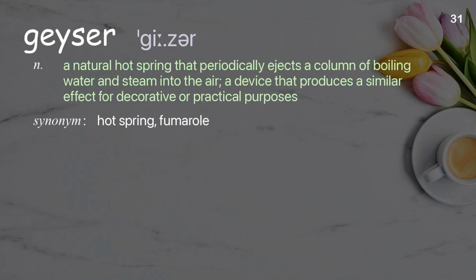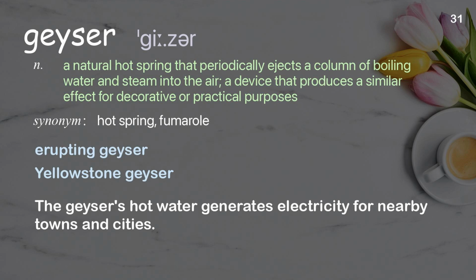Geyser. A natural hot spring that periodically ejects a column of boiling water and steam into the air, a device that produces a similar effect for decorative or practical purposes. Examples: Erupting geyser, Yellowstone geyser. The geyser's hot water generates electricity for nearby towns and cities.